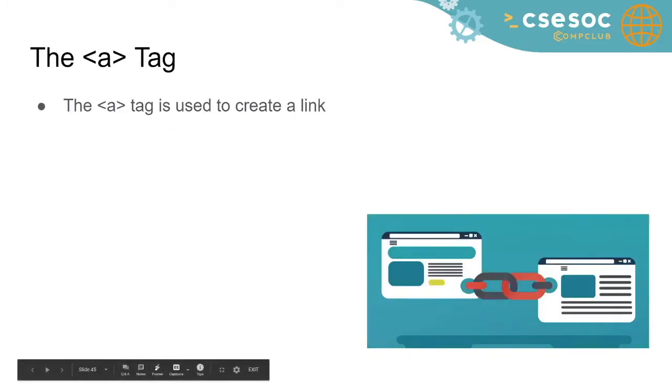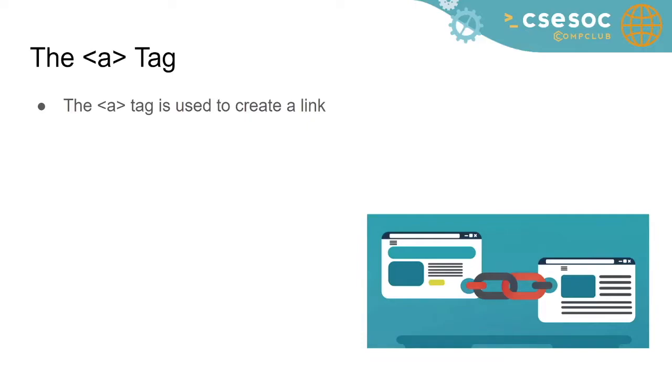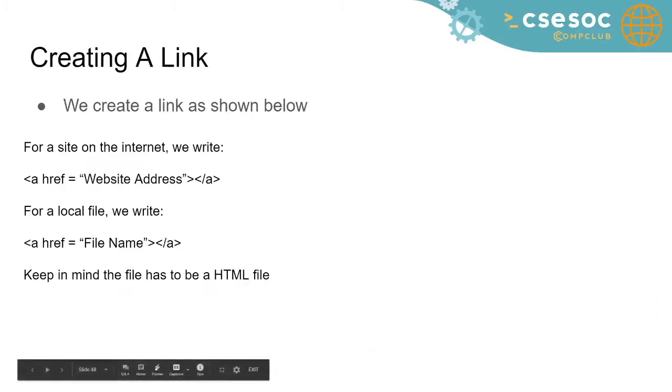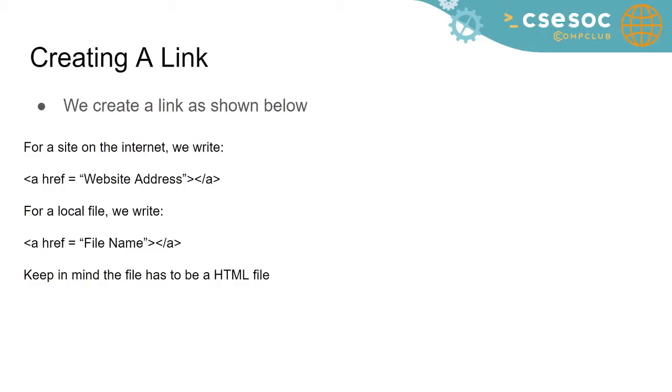So moving on to some HTML, we have the a tag, which is used to create a link. The link will take you to a website. It could also take you to another file inside your file directories. When creating a link, the code is shown below. Do you have anything to say about this, Eric?